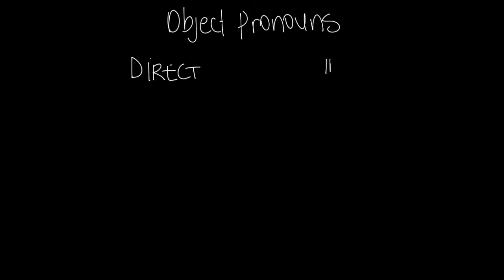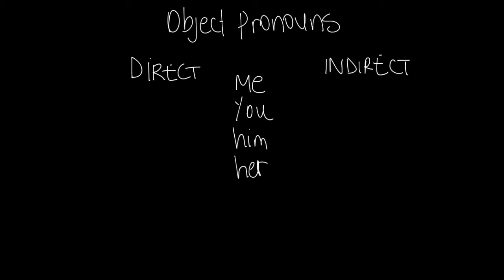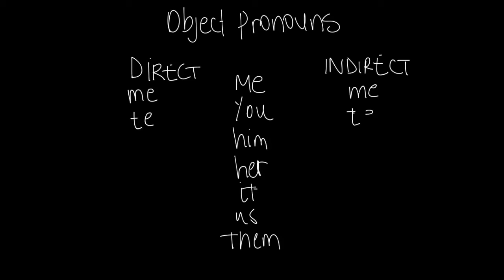Now that we know what a direct object and indirect object is, let's take a look at object pronouns. Object pronouns are used to replace these direct and indirect objects. In English, it's pretty simple because they are the same for both: me, you, him, her, it, us, and them. But for Spanish, it becomes a little bit more tricky. In the form of yo and tú, they are the same, me and te.